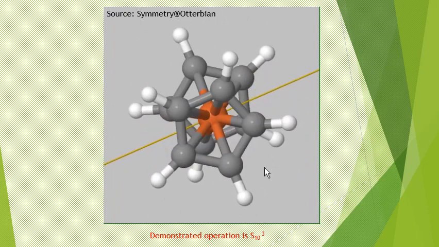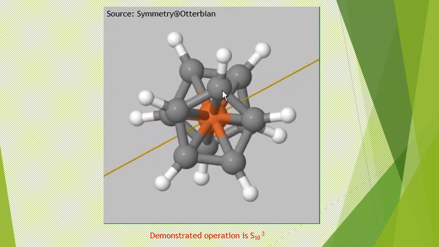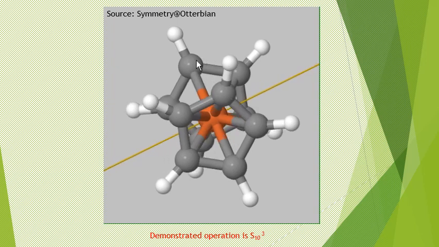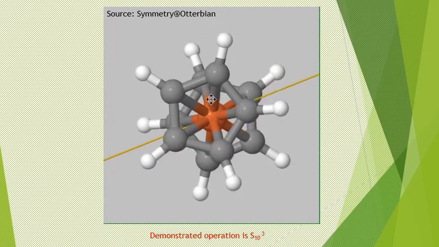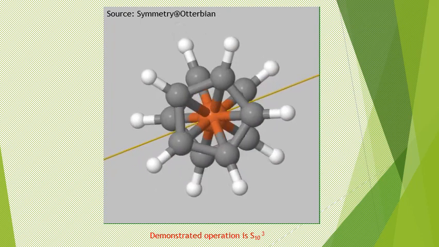Now next, if it was eclipsed, then it had sigma h. So if it was eclipsed, then exactly at the back we would have found a carbon atom, and then sigma h would have existed. But sigma h we don't have now. But what we have is still definitely some planes. So those planes which are present in this case, those are sigma d.